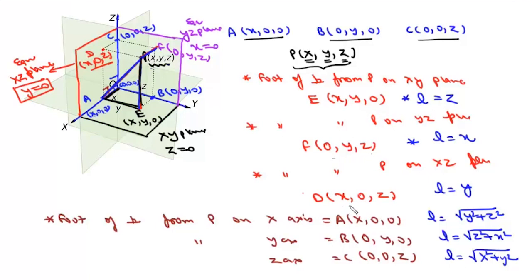On the xz plane, it is (x, 0, z). And the feet of the perpendiculars from P on the axes will be simply the intercepts (x, 0, 0), (0, y, 0) and (0, 0, z). And we can find the respective lengths of the perpendiculars also.